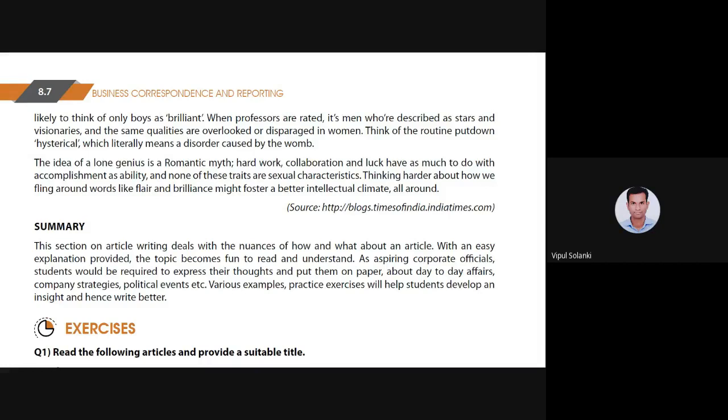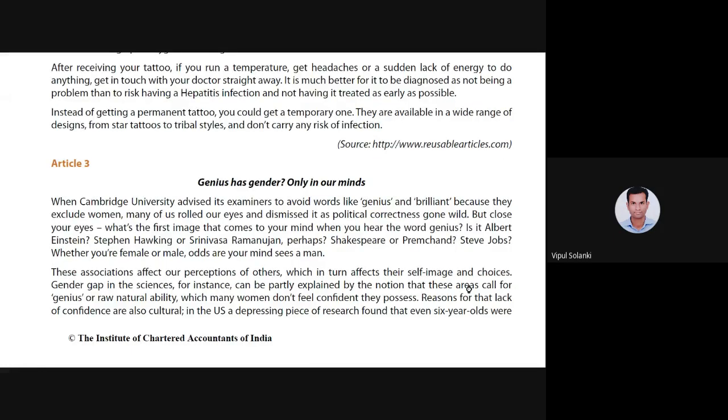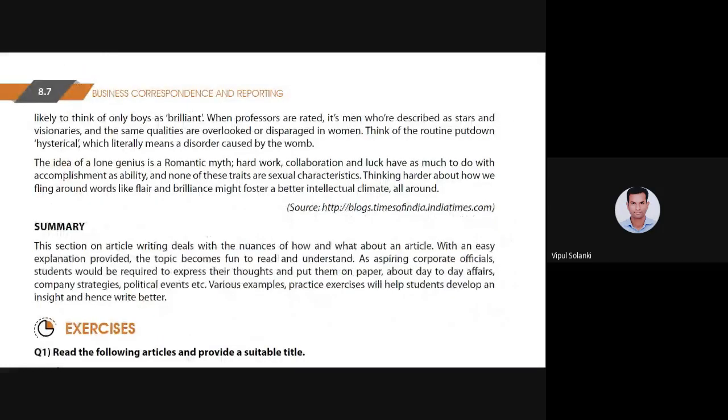Fine. Thank you. So, in one of the research studies, when 6-year-old children were asked to think of brilliant people, they thought of boys as brilliant, not girls as brilliant. So somewhere deep down in our mind, such ideologies are fixed.